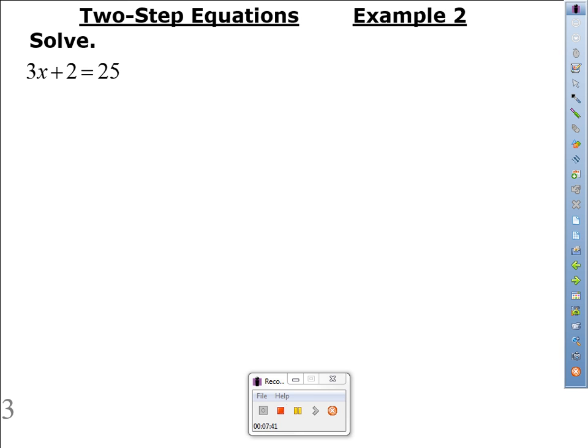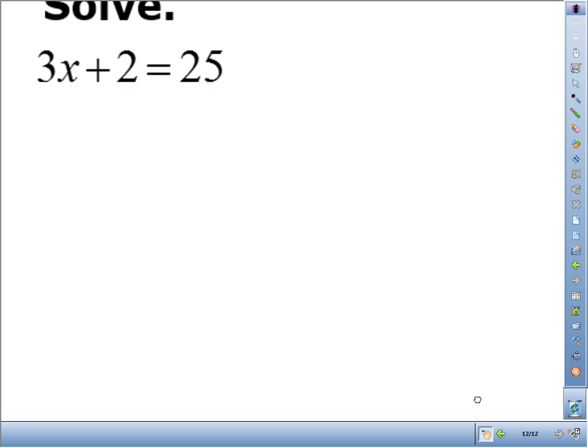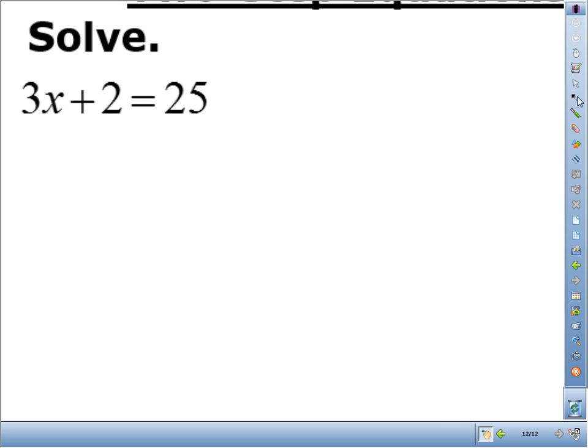Copy this one. Example 2. It's 3x plus 2 equals 25. Let me zoom in on this one. 3x plus 2 equals 25.